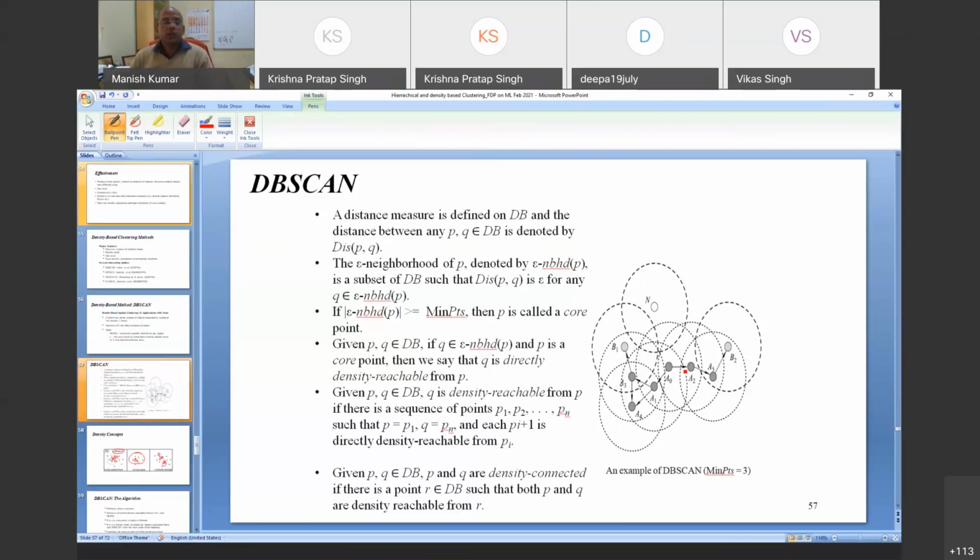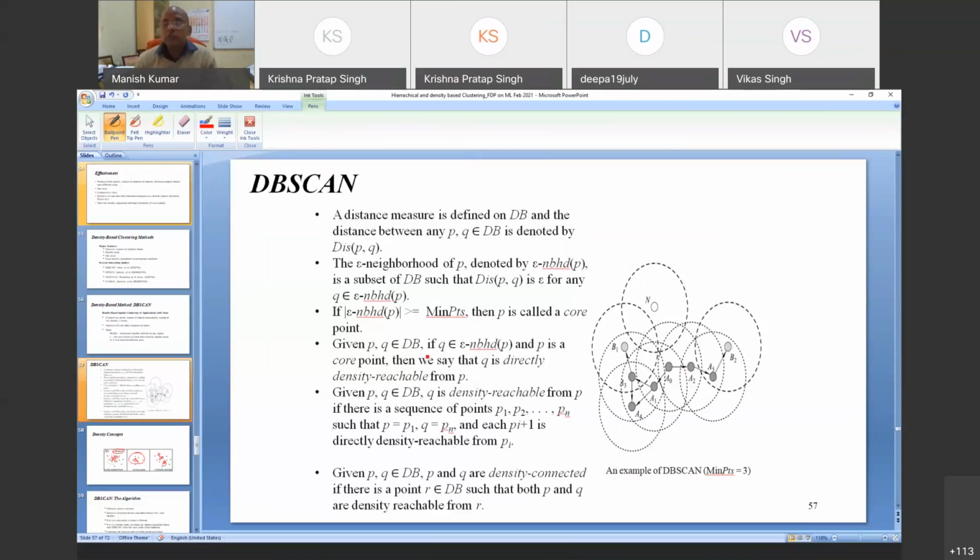That is another set of definitions. Then P and Q belonging to the data points are density connected if there is a point R such that both P and Q are density reachable from R. So these are the definitions which will be used.